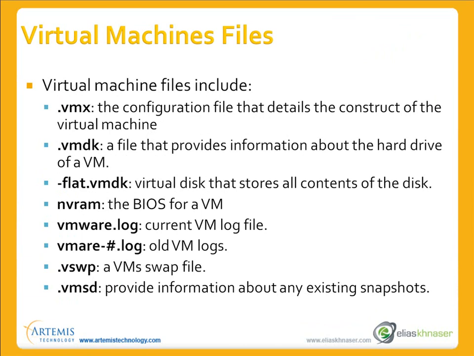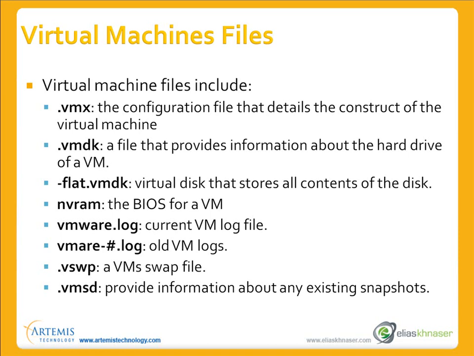Let's focus our attention now on what the virtual machine files mean. So these are the constructs, what the virtual machine is made up of. So let's break them down and see what each and every one of them is. So to start off, we have the VMX or the .vmx file. This is the configuration file. This holds how the virtual machine is built, how it's constructed. Think of it as the blueprint to the virtual machine. This is where you're going to find out how many vCPUs there are, how much memory is allocated, what the size of the hard drive is, and so on and so forth.